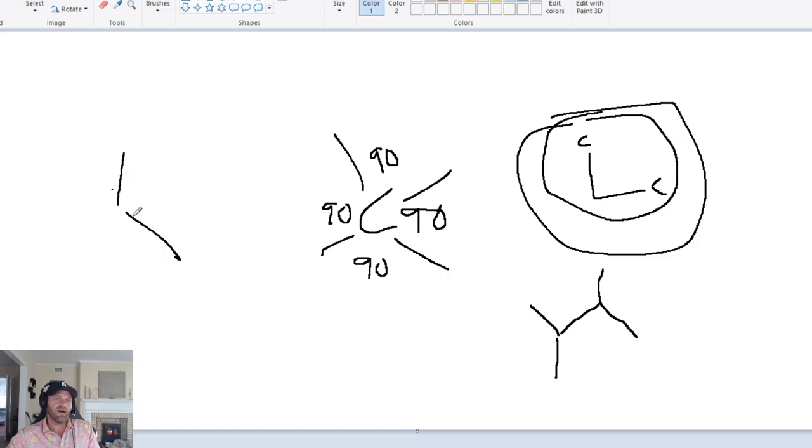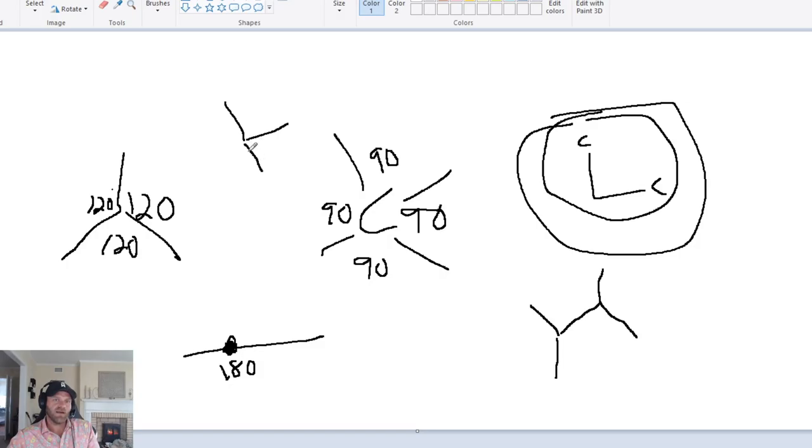If it's just three bonds coming in, that's going to be 120 on each angle. And if it's two bonds, it's linear and it's 180, right? That's 180 degrees. And then if it's four bonds, it's more like 105 or so, okay? So you're not going to have these right angles in chemistry. And so when you get to working on Alex and they tell you your angle's not right, that's probably what it has to do with, okay?